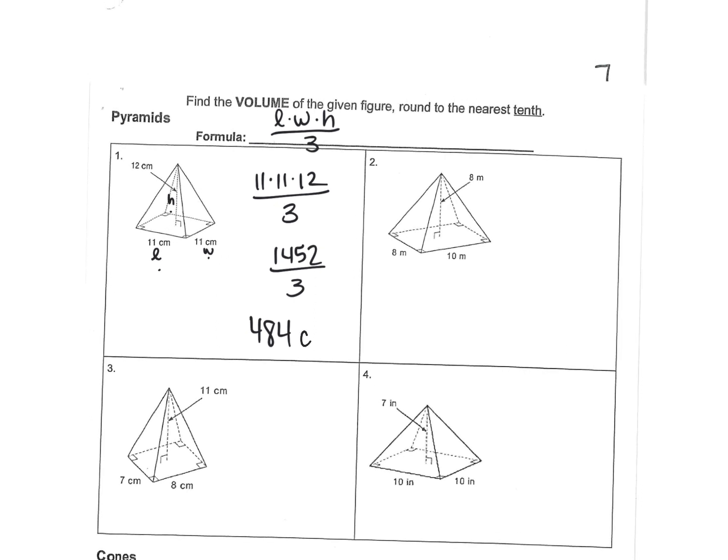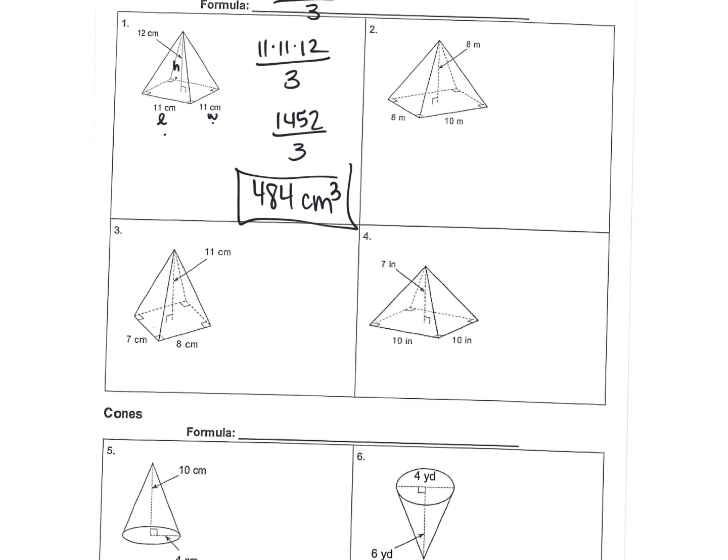Now we're talking about volume, and you see we have 1 dimension, 2 dimensions, 3 different dimensions. So you have centimeters cubed. Volume is always going to be cubed. This is your final answer. And that's how you solve problems 1 through 4. You're going to finish that.